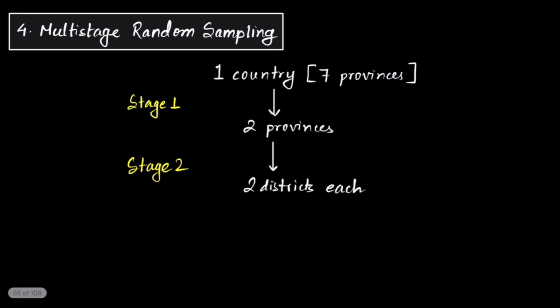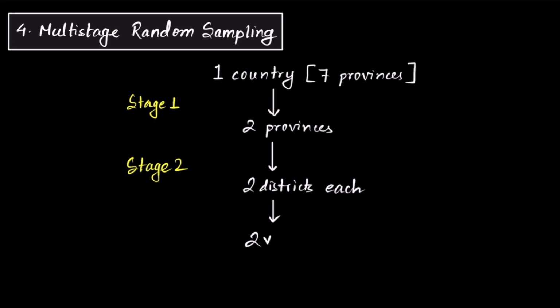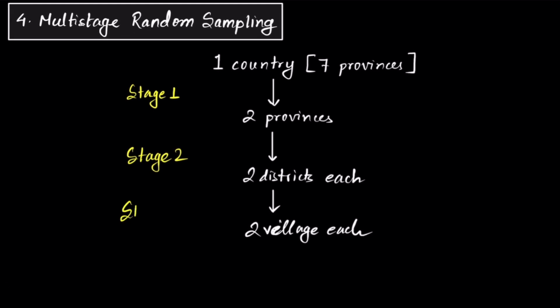Again, the surveyor selects 2 villages from each district. So 2 villages each. So from one district, 2 villages. This is stage 3. Finally, the surveyor has collected 2 into 2 into 2. 2 to the 4, 4 to the 8, a total of 8 villages.